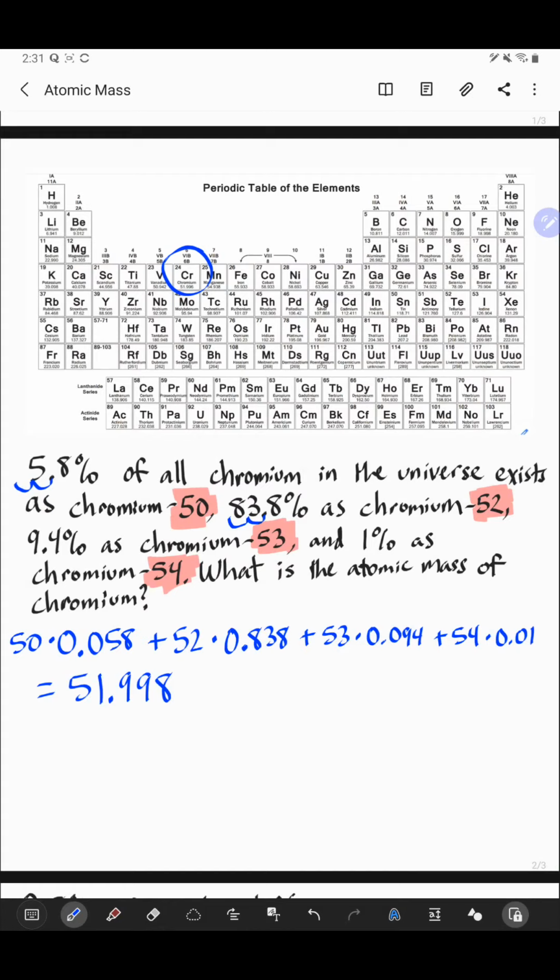Now, what units do we need? Because units are extremely important in science. The units are atomic mass units, abbreviated by AMU.